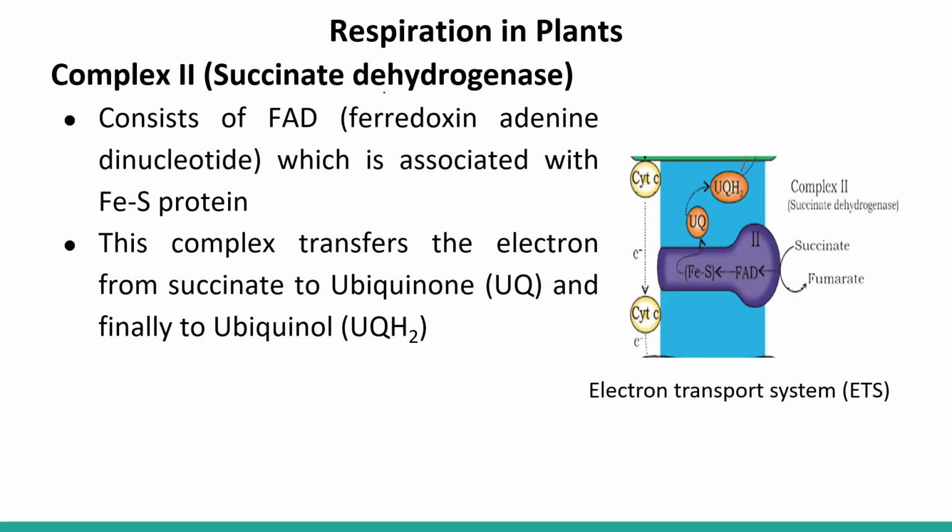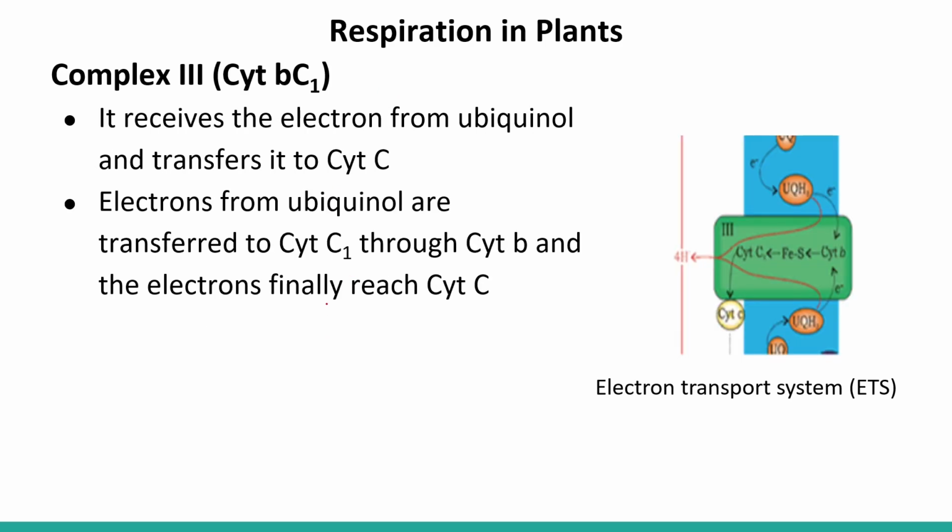Now complex 2, which is known as succinate dehydrogenase. This complex transfers electrons from succinate to ubiquinone and then to ubiquinol. This enzyme consists of flavin adenine dinucleotide, and it is associated with the iron sulfur protein also. It transfers electrons from succinate to ubiquinone and then finally to ubiquinol.